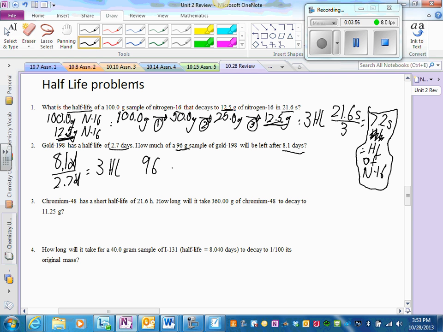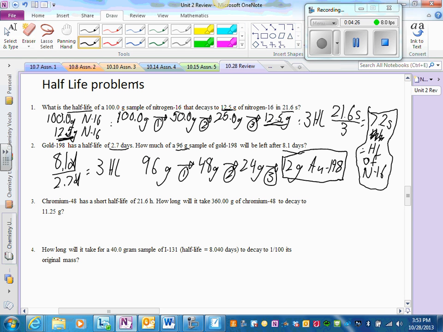So 96 grams is what we start with. Let's undergo 3 half-lives. After the first, 48 grams. That gets 2 half-lives, and then that gives us down to 24 grams. Then after a third half-life has transpired, we only have 12 grams of gold-198 remaining. So that's how much you'll have after 3 half-lives.